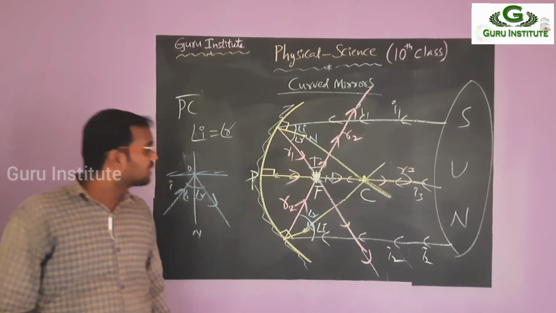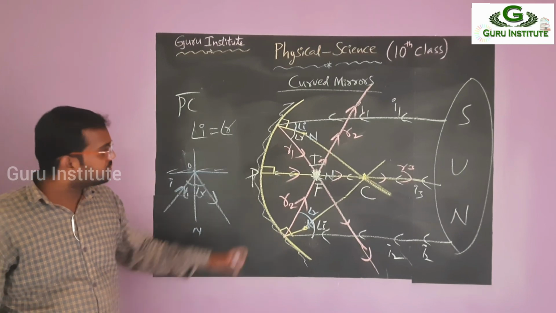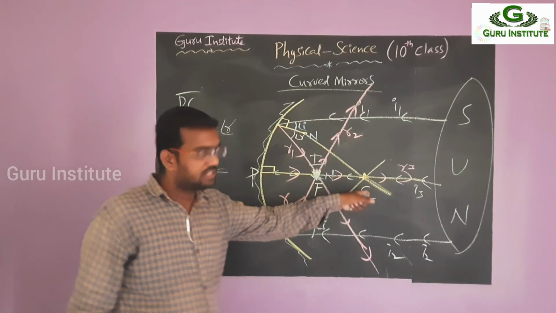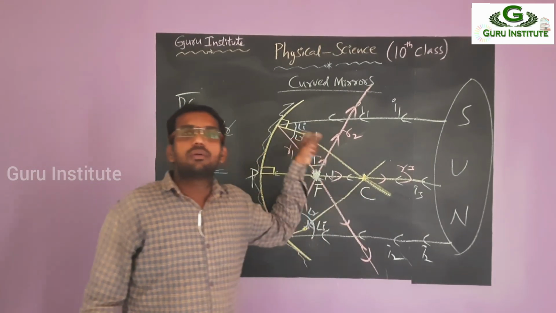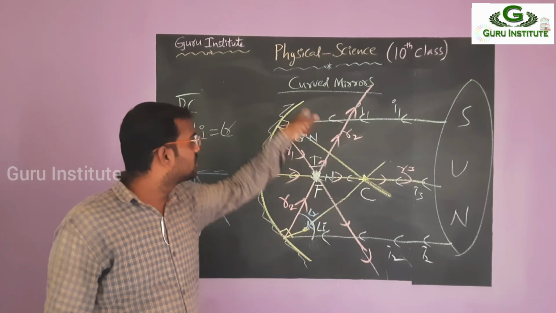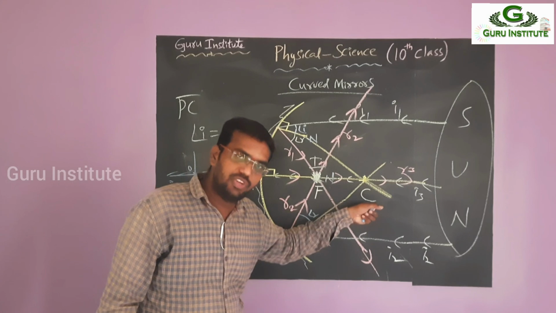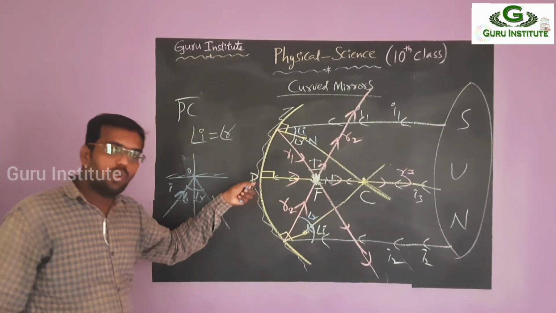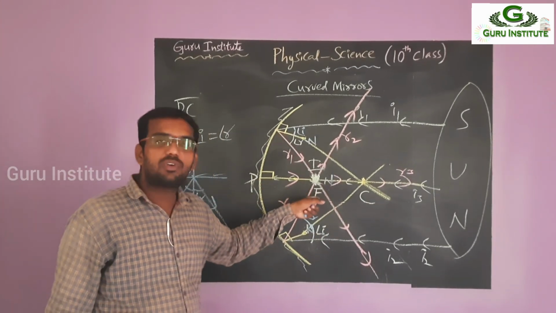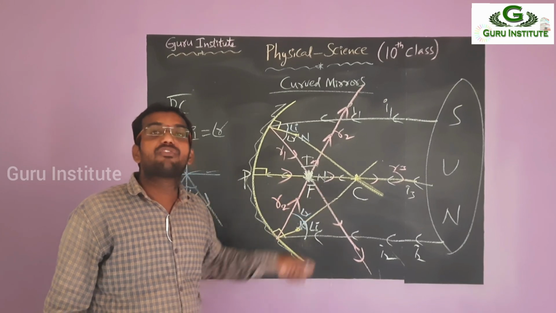Now coming to this one, if you observe P, F, C. What is C? The meeting point of all normals drawn to the curved mirror. That is the center of curvature. And this is the pole. So this F is nothing but the point of intersection of reflected rays.